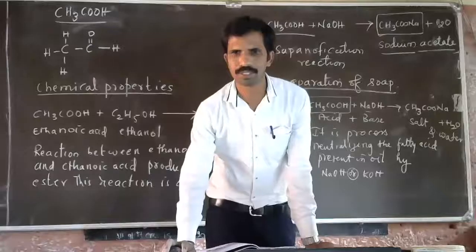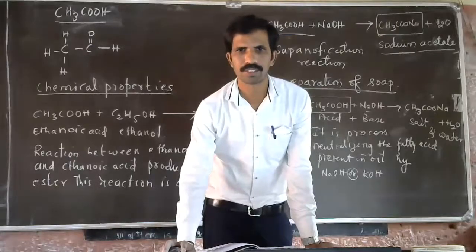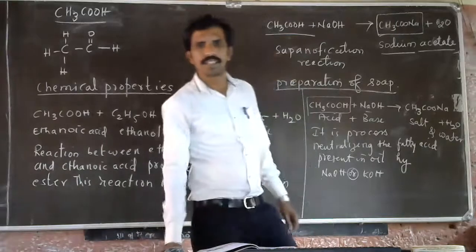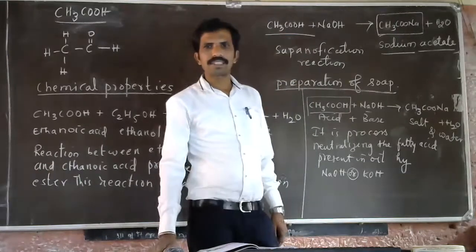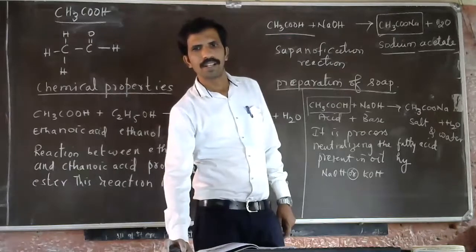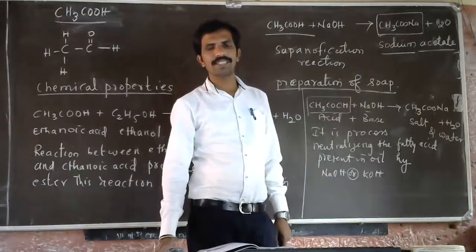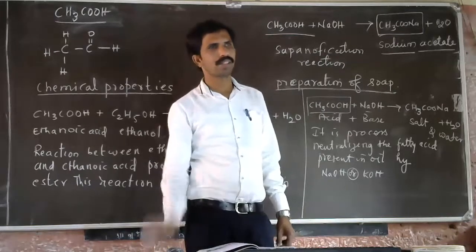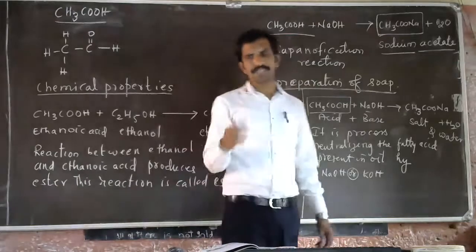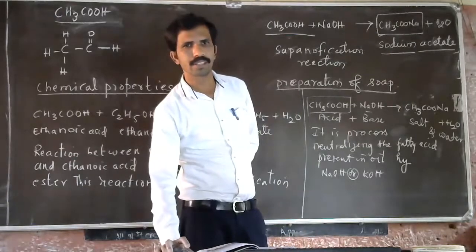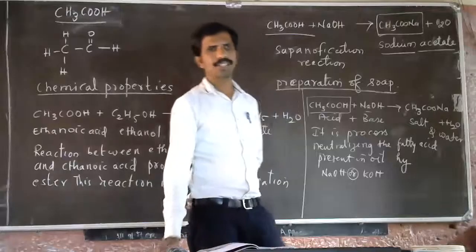Somebody asked a question: sir, ethanoic acid and vinegar are same? See, ethanoic acid is diluted and vinegar is produced. Vinegar is nothing but ethanoic acid only. But the difference is that it is diluted. Diluted ethanoic acid is called vinegar.